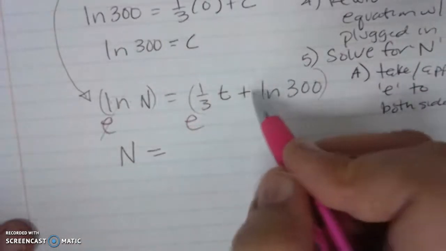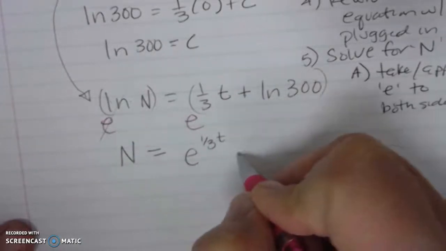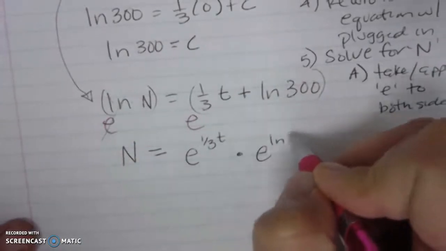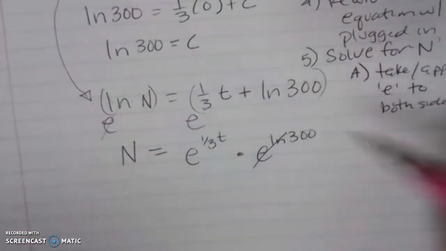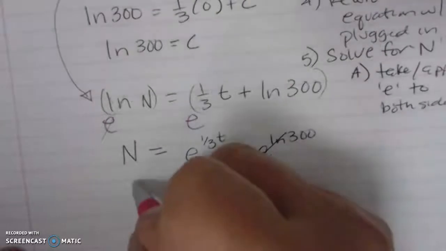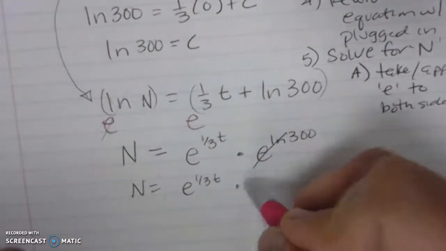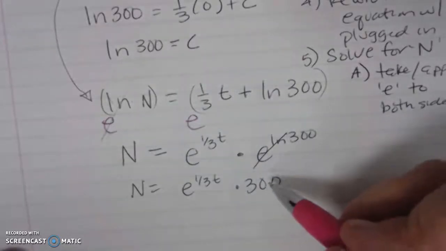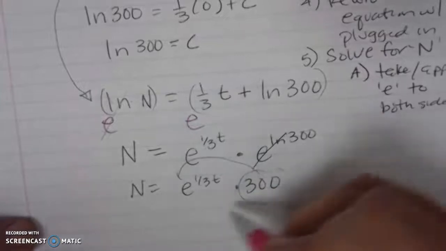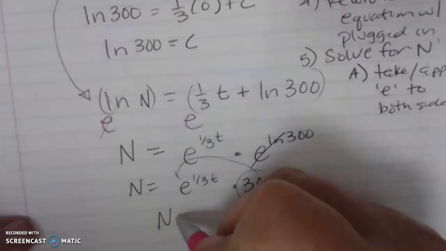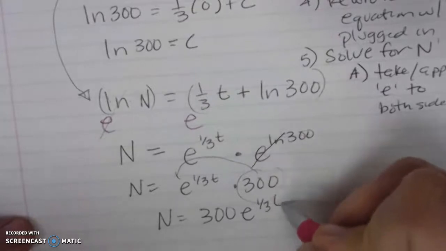Now this is a plus, so I can rewrite this as e to the 1/3 t times e to the ln of 300. What happens here is that this e and ln cancel, and so you get N equals e to the 1/3 t times 300. This is a constant, and typically you write the constant in the front. So we're going to get N equals 300 e to the 1/3 t.